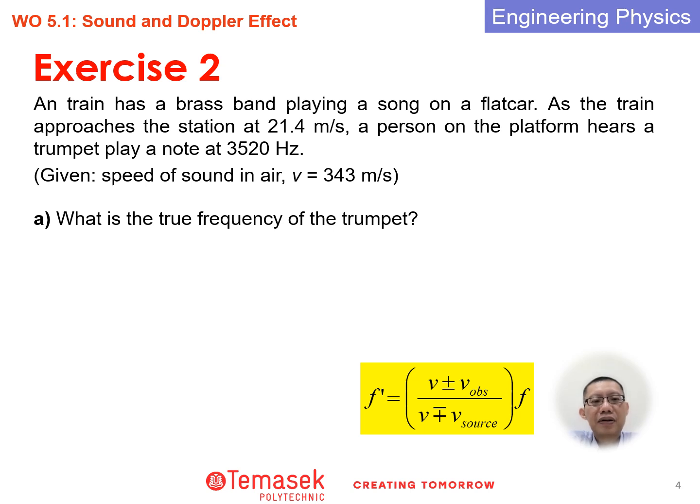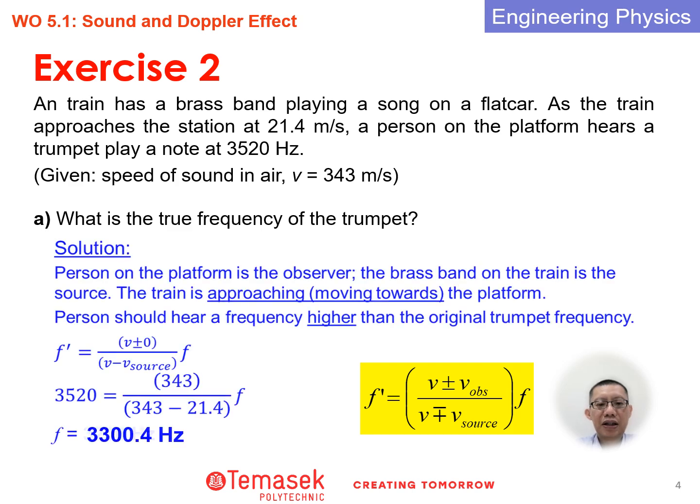From the problem, we know that the person is the observer, while the moving train is the source. Thus, f prime, which is the observed frequency, is 3,520 Hz. F is the original source frequency, or the true frequency we are to determine. V is the speed of sound in air, which is given to be 343 meters per second.